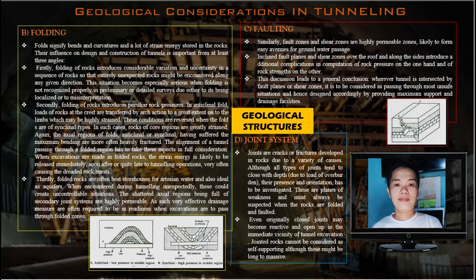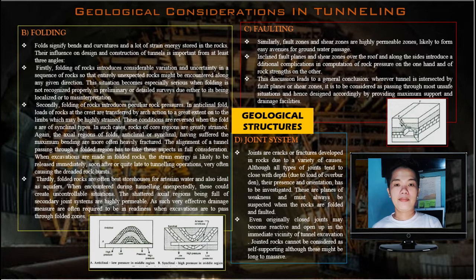These conditions are reversed when the folds are of synclinal type. In such cases, rocks of core regions are greatly strained. Again, the actual regions of folds, anticlinal or synclinal, having suffered the maximum bending, are more often heavily fractured. The alignment of a tunnel passing through a folded region has to take these aspects in full consideration. When excavations are made in folded rocks, the strain energy is likely to be released immediately, or even quite late after tunneling operations, which often causes the dreaded rock burst.